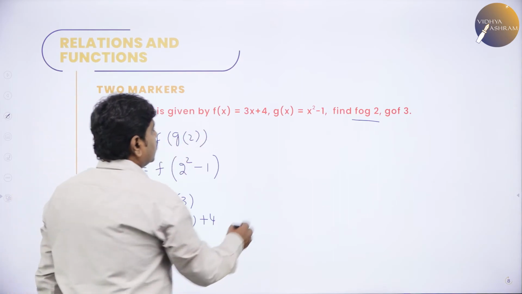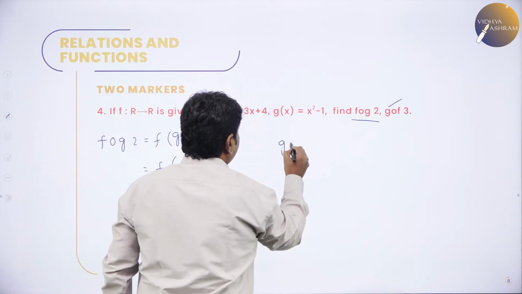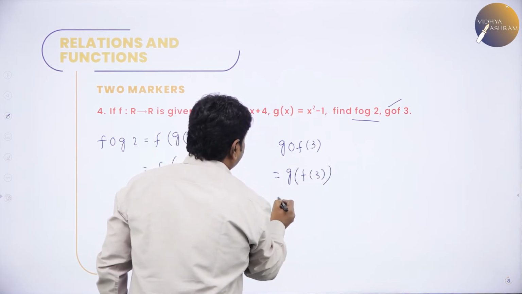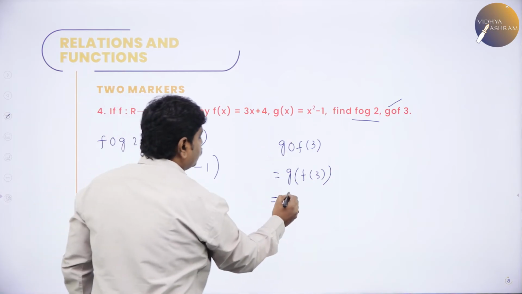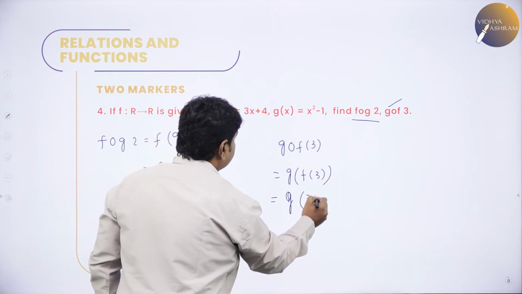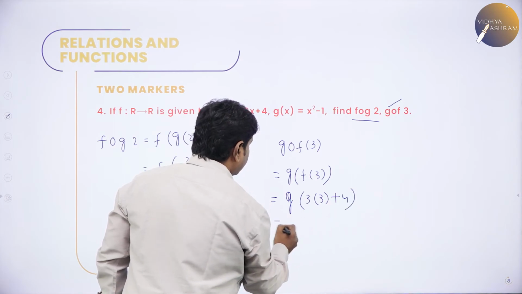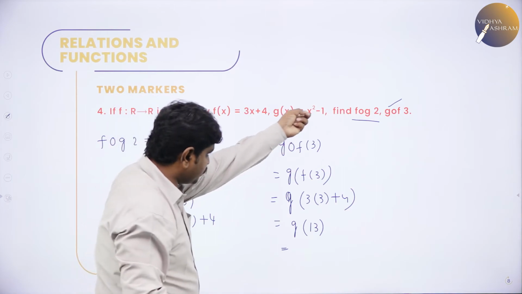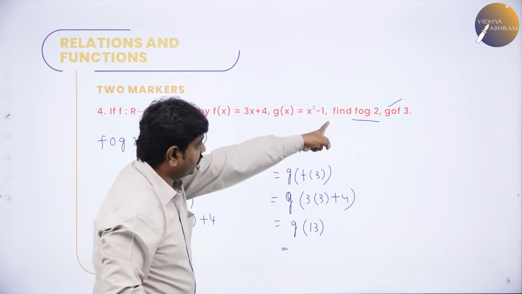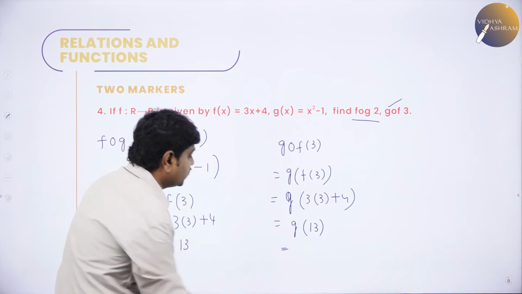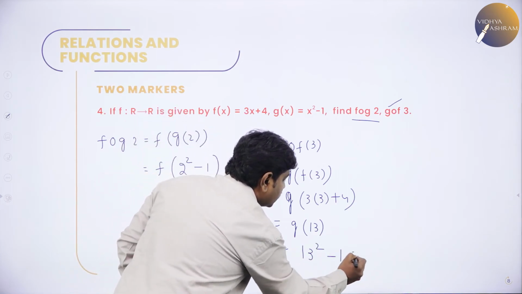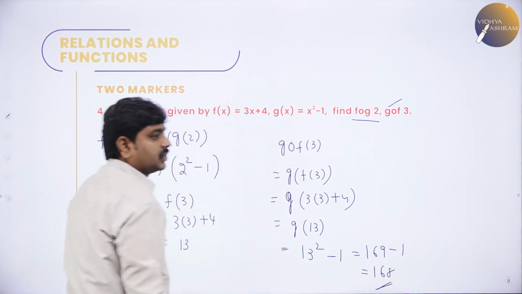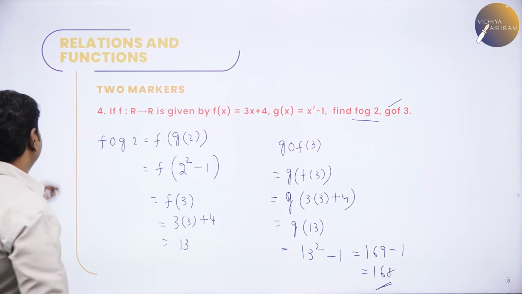Then we need to find GOF3. How to find GOF3? GOF3 means g of f of 3. So what is f of 3? Refer to f of x, which is 3x plus 4. So f of 3 is 3 into 3 plus 4. Now further simplify this. g of 3 threes are 9, 9 plus 4, 13. g of 13. What is g of x? x square minus 1. g of p is p square minus 1. g of 13 is 13 square minus 1. What is 13 square? 169. 169 minus 1, 168. So now we got FOG2 and GOF3.